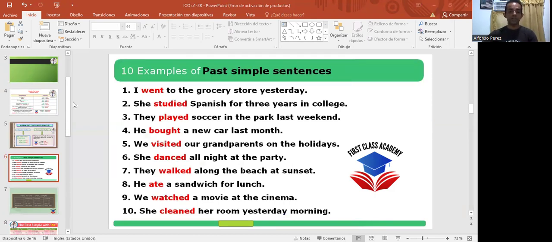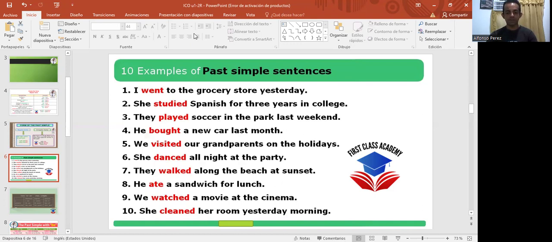Let's start here with the sentences. I went to the grocery store yesterday. I studied Spanish for 3 years in college. I played soccer in the park last weekend. He bought a new car last month. We visited our grandparents at the party. They walked along the beach at sunset. He ate a sandwich for lunch. We watched a movie at the cinema. She cleaned her room yesterday morning.